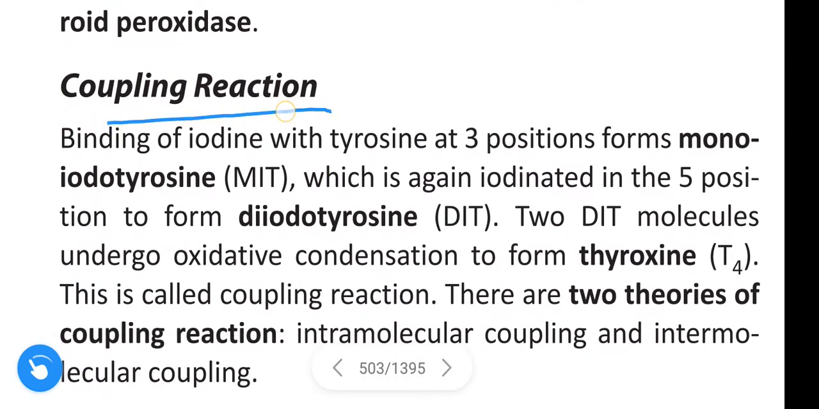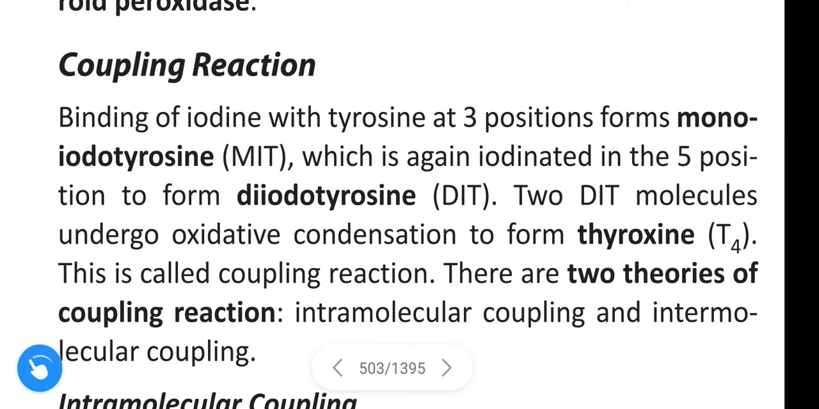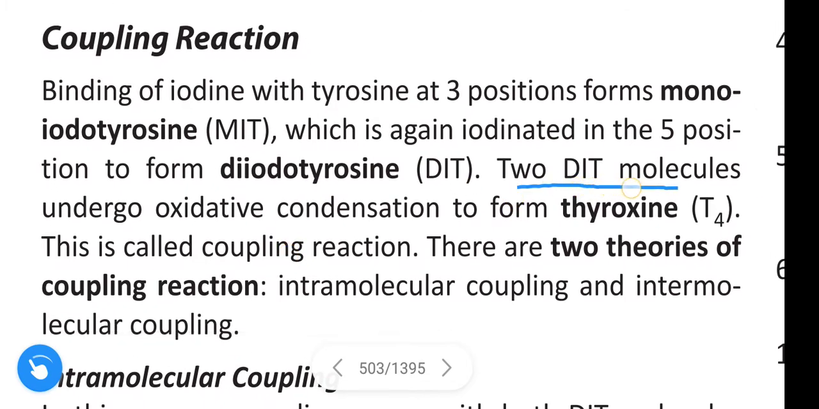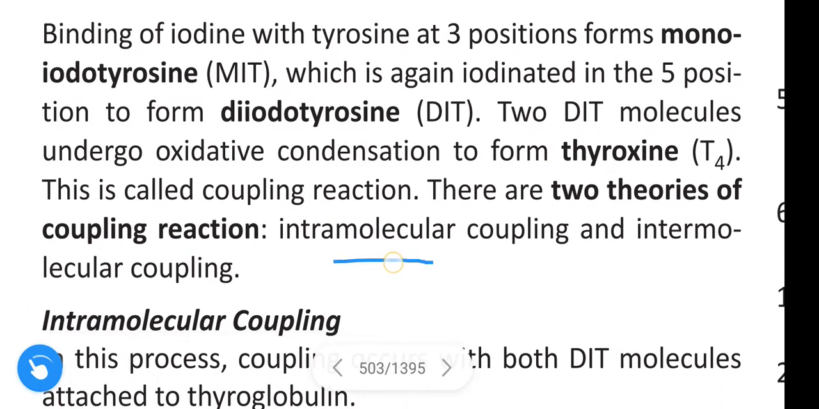Next, coupling reaction. The binding of iodine with tyrosine at the third position forms monoiodotyrosine, which is again iodinated in the fifth position to form diiodotyrosine. Two diiodotyrosine molecules undergo oxidative condensation to form thyroxine, that is T4. This is called coupling reaction. There are two theories of coupling reaction: intramolecular coupling and intermolecular coupling.